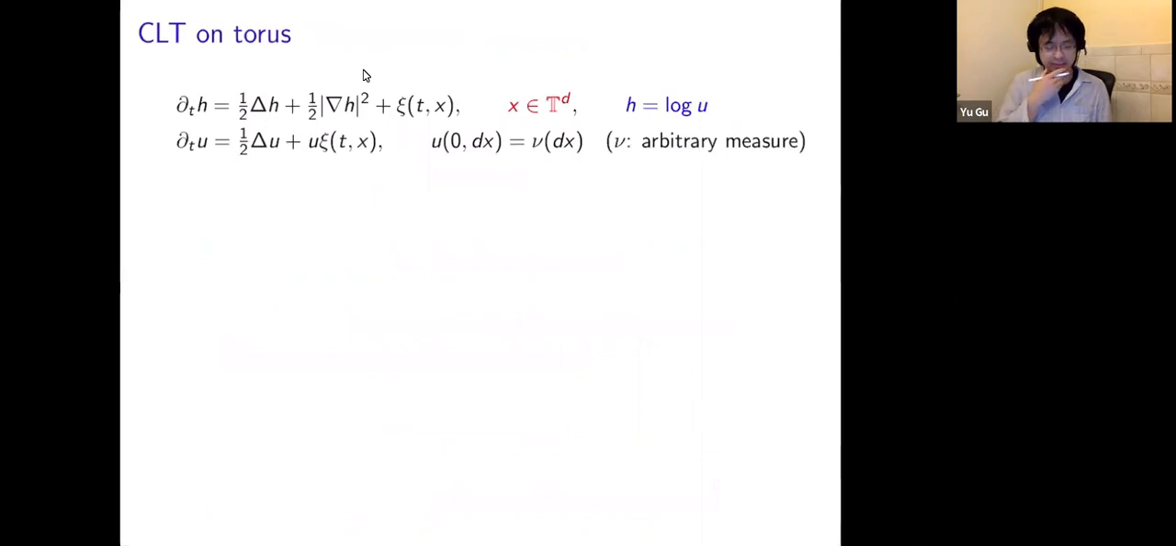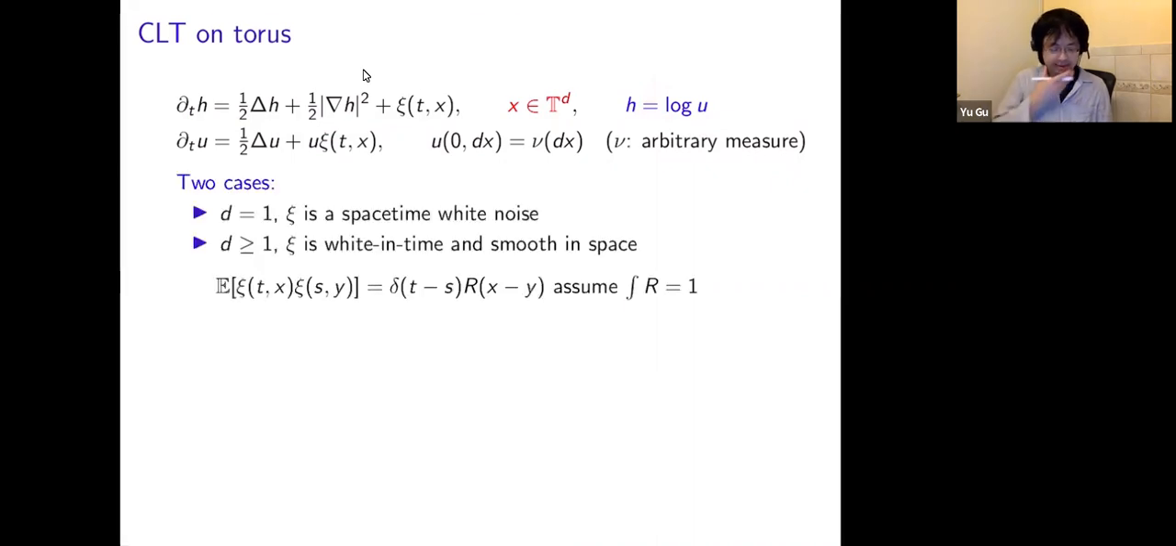Okay, so now let me present the result. So this is the equation, and we stay on the torus, that's very important. We look at the SHE, and we look at the Hopf-Cole transformation. We assume that the starting point is just an arbitrary measure. So in the case when nu is a Dirac measure, this is called the KPZ with narrow wedge initial data. And I don't know whether there's a name for an arbitrary measure, but since we only need to take the log of u, we just need u to be positive. So here we can take an arbitrary measure. It doesn't have to be a probability measure.